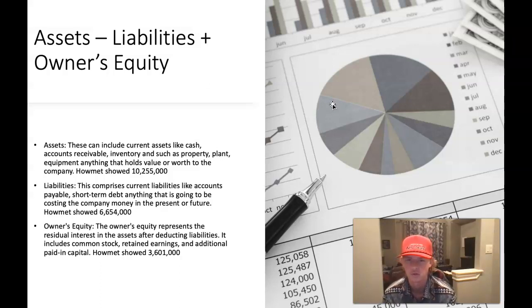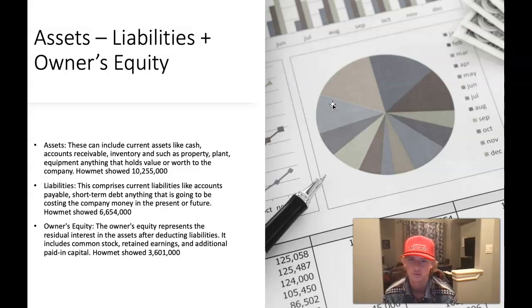And Helmet showed on their report 10,255,000. And then liabilities. These are things that cost you money, like accounts payable, short-term debt, and also long-term debt. These can all go toward liabilities. What costs the company money? And Helmet showed that their liabilities were 6,654,000.